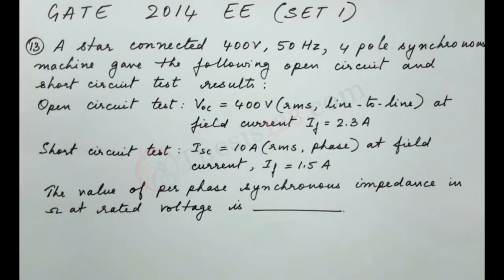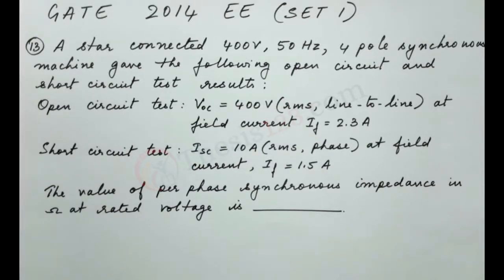Question number 13. It says a star-connected 400 volts 50 Hz 4-pole synchronous machine gave the following open circuit and short circuit test results. So the first part is the open circuit test. The results are that the open circuit voltage is 400 volts RMS line to line at field current IF of 2.3 amps. Now the short circuit test results are the short circuit current at 10 amps RMS per phase at field current IF of 1.5 amps.